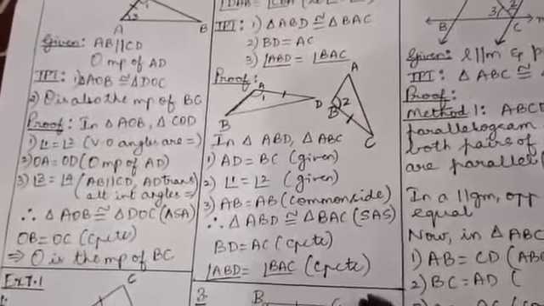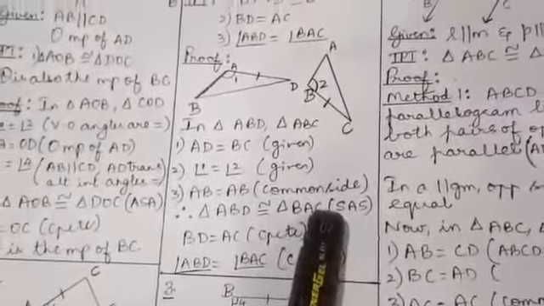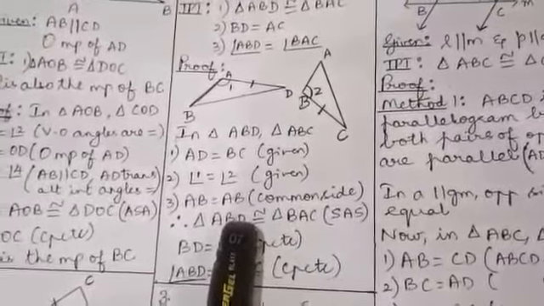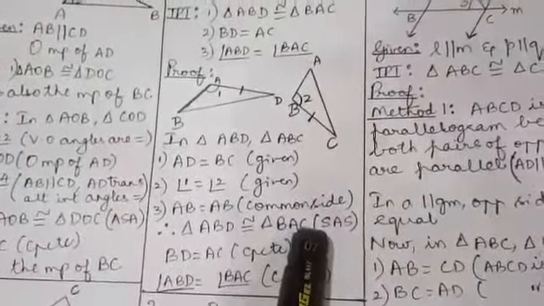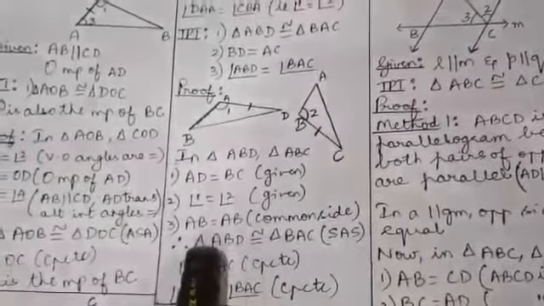Let me tell you another angle. Now you can say that angle D equals angle C. Why? Because they are the corresponding angles. Angle B equals angle A.